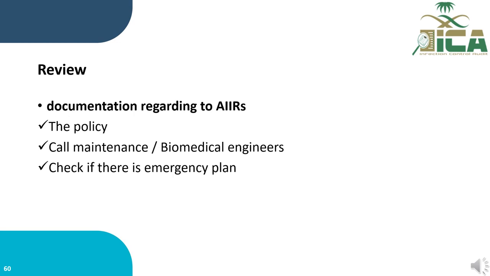You need to review the documentation regarding the airborne infection isolation room to ensure that the policy specifies the fresh air supply method as recommended. You can also ask maintenance or the biomedical engineer to provide a document proving that the fresh air supply to the room is as recommended and under their responsibility. Also check if there is an emergency plan showing that all components of the ventilation unit are connected to emergency power supply to maintain air pressurization in the event of power failure.